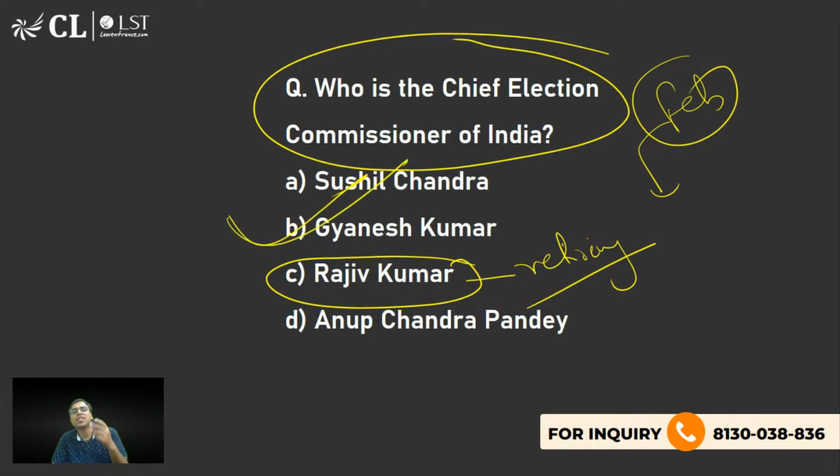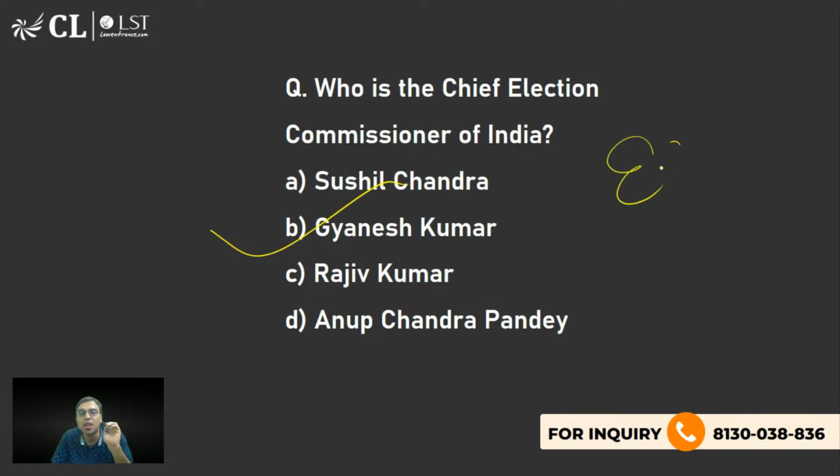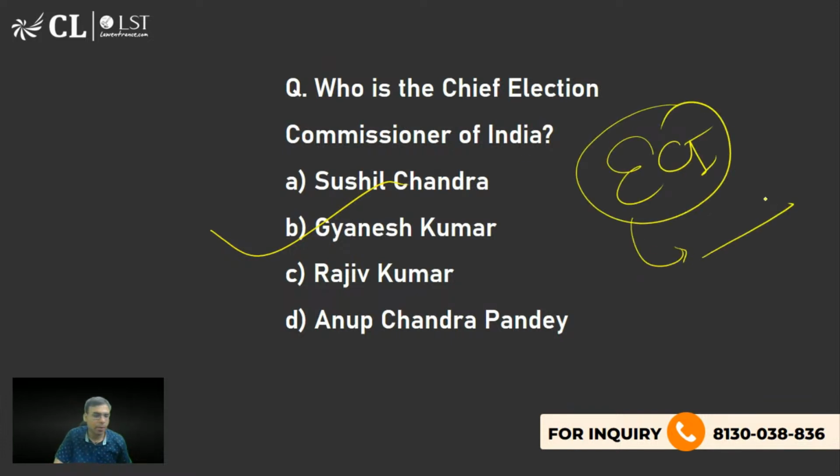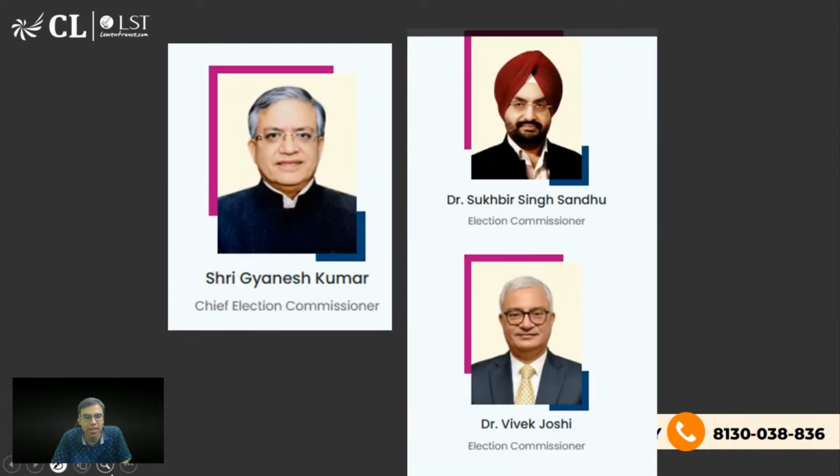And now we are having 2 election commissioners. Aise puchte hain, Election Commission of India is a how many member body? How many members are there? Please tell me. How many member body is there, Election Commission of India? 3 member, yes. Yes, Dharani, Priyanshi, you are right.